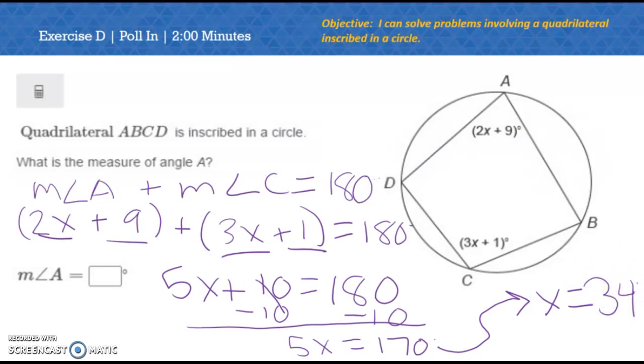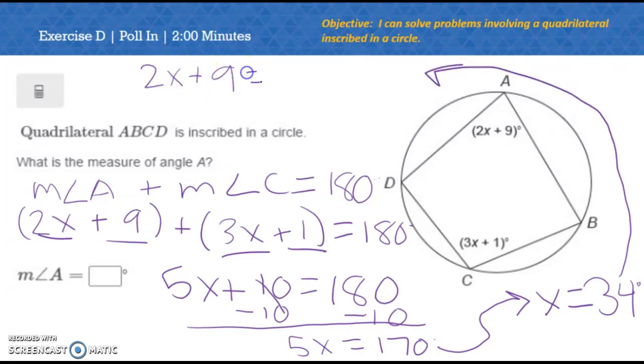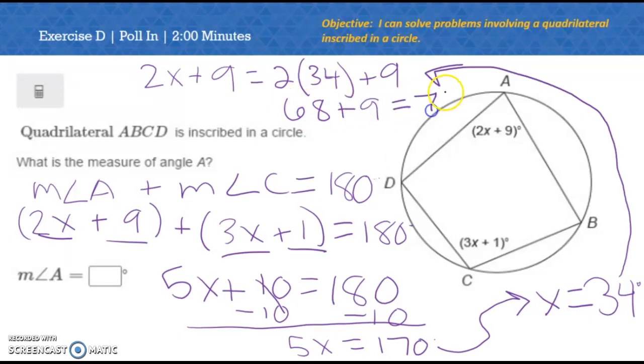But that's not what is asked here, so make sure you read the question carefully. We have the value of x, but that's not what we're asked for. We're asked for the value, the measure of angle A. So remember, A is 2x plus 9. So we have to take that 34 degrees, plug it into 2x plus 9. That is 2 times 34 plus 9. Well, 2 times 34, 68 plus 9, 77 degrees. So the measure of angle A would be 77 degrees.